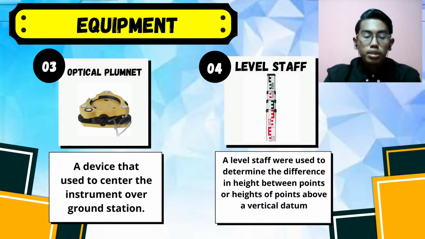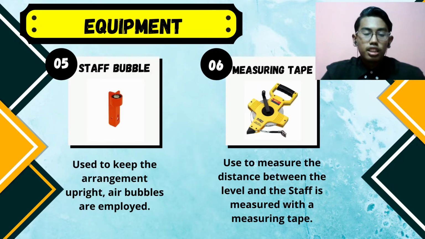Next equipment is the optical plummet, a device that is used to center the instrument over a ground station. This component is used in place of a plumb bob to center a transit and theodolite over a given point. The fourth equipment is a level staff. A level staff is used to determine the difference in height between points or heights of points above a vertical datum.